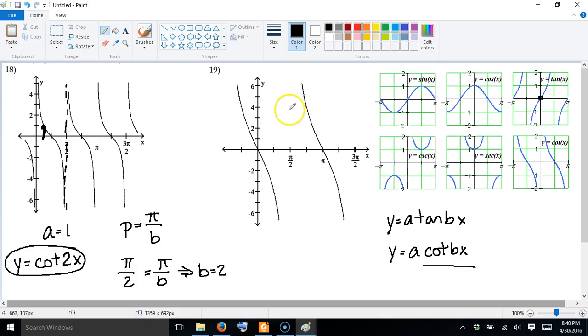Now on number 19 here, we can see that we have a tangent graph, because it goes through the origin, but it's upside down in it. See, it's a decreasing function rather than an increasing function.